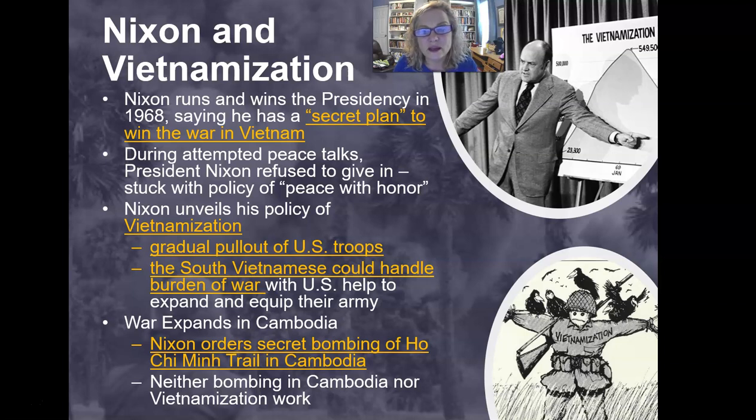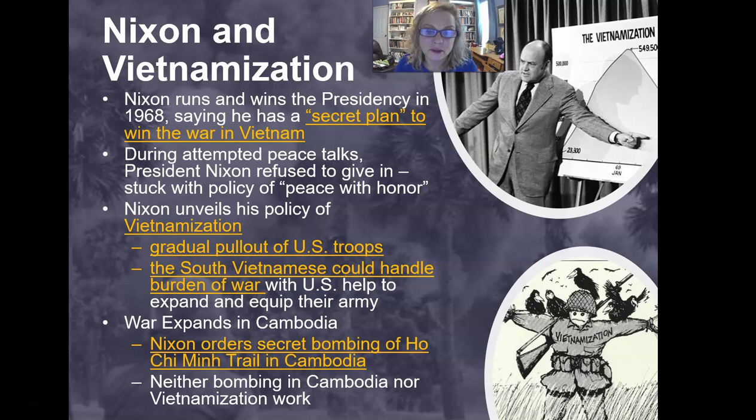So Nixon, when he runs in 1968, now you might remember that Nixon ran against Kennedy in 1960 and lost. He was actually Eisenhower's vice president and was a favorite to win. So he definitely takes a different approach this time. But one of the things Nixon says is that he has a secret plan to win the war in Vietnam. Okay, and he doesn't unveil what this is until after he becomes president. But this was very popular because, like I said, Vietnam was a very unpopular war.